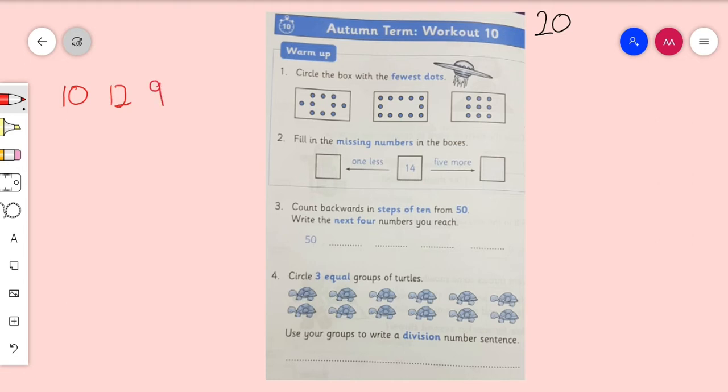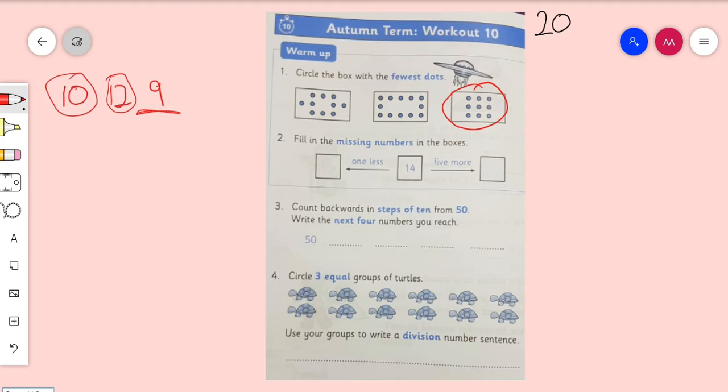Now we need to see which one is the fewest, the lowest number. The 12 is the greatest number. Then it's 10 and then it's 9, which means 9 is our answer. It's the one with the fewest dots, and the 9 one was this last box.